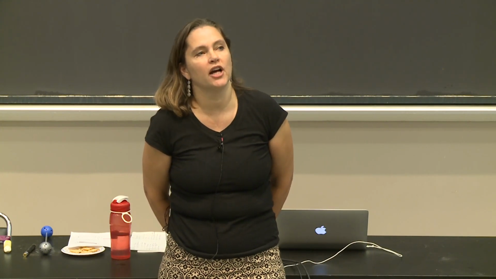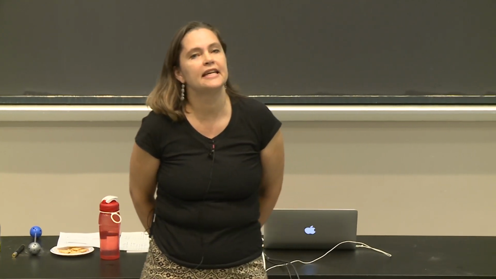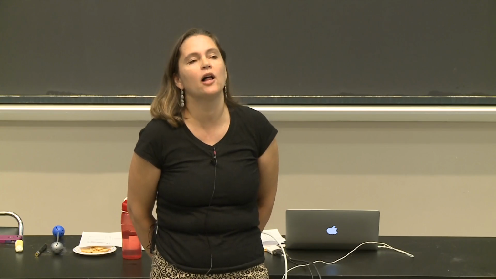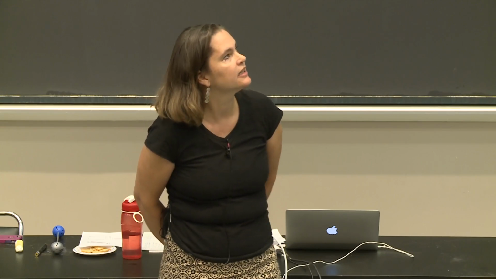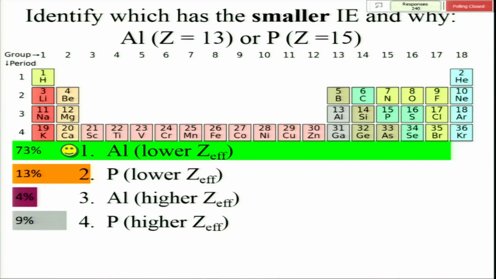So as you're going across the periodic table, you are increasing Z and increasing the Z effective as well because you don't have total shielding. So aluminum is the correct answer. It has a lower Z effective, and so therefore a smaller ionization energy. The electrons aren't held as tightly.